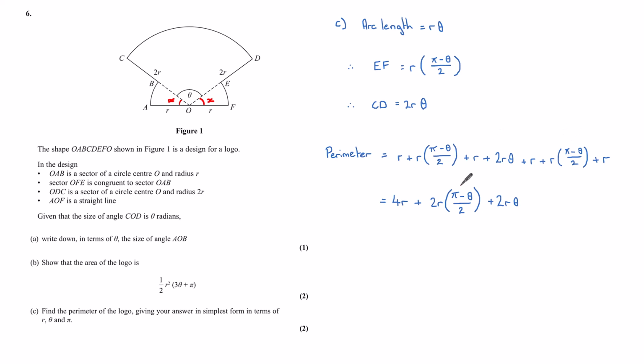This simplifies to give me 4r plus 2r (pi minus theta) over 2 plus 2r theta. Simplifying the middle term just by cancelling out the 2 leaves me with 4r plus r lots of (pi minus theta) plus 2r theta. Expanding the brackets, 4r plus r pi minus r theta plus 2r theta, which simplifies to 4r plus r pi plus r theta. Now I can take out my factor of r, and I have r lots of (4 plus pi plus theta), which is the perimeter of my logo.